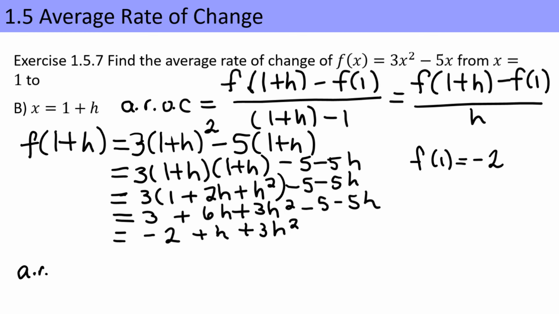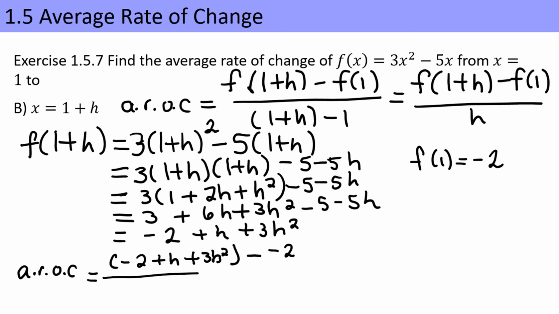So the average rate of change, replacing the f of the quantity 1 plus h with the output of negative 2 plus h plus 3h squared, minus f of 1, which would be minus negative 2, divided by h. Let's continue to simplify. Observe that we have a negative 2 minus a negative 2, so those two constants cancel each other out, and in the numerator we have h plus 3h squared divided by h.